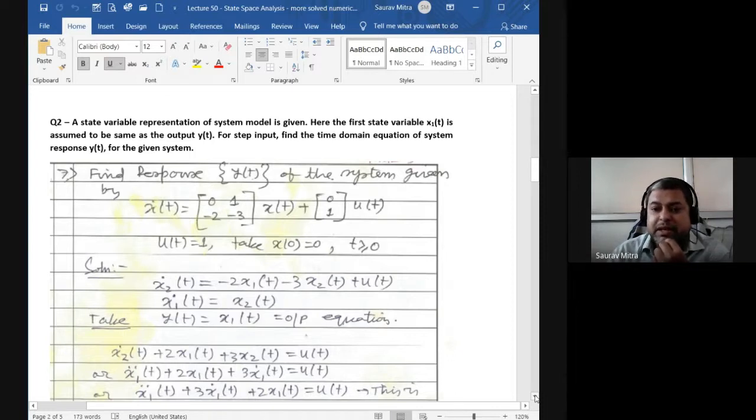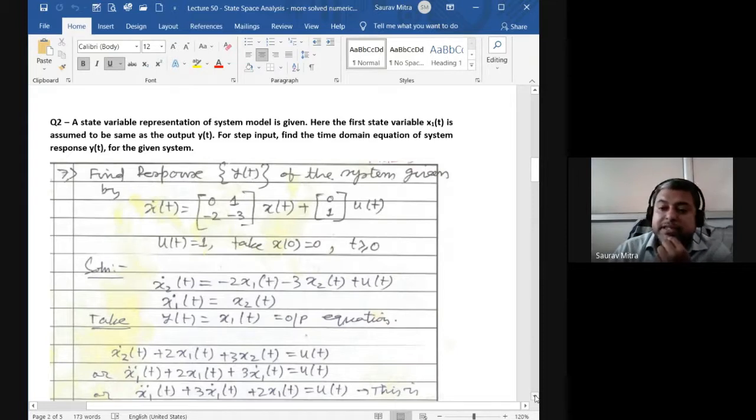Because in this numerical, u is the input. So first you have to find ys by us by using C into sI minus A inverse into B plus D. D is not there, so in this case, it will be C into sI minus A inverse into B. From there, substitute C matrix, substitute A matrix, find sI minus A inverse, substitute B matrix, find the transfer function Ys by Us, and substitute Us as 1 by s.